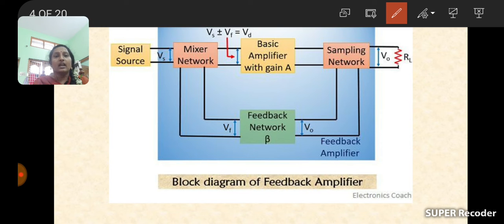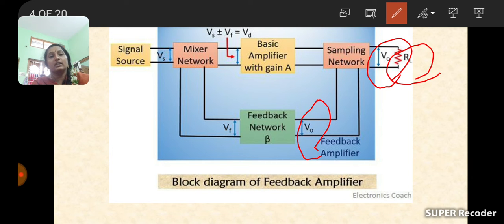Is it clear? And see here, this V0 indicates output and RL indicates the load resistor. From the load resistor we collect the output, and this V0 also indicates the output, a fraction of the output, and Vf means feedback voltage, V0 means output voltage, Vs means source voltage, that is the input voltage.